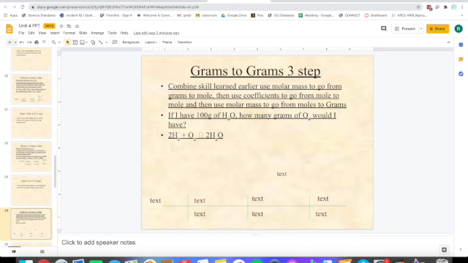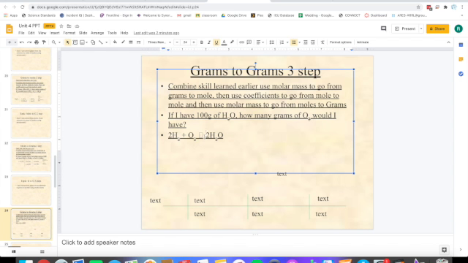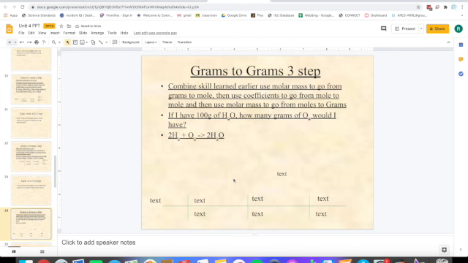The example we're going to go through is if I have 100 grams of H2O, how many grams of O2 will I have? And then there is our reaction that we're going to be working with. So again, pause the video, make sure you have everything typed out before we do this example together.